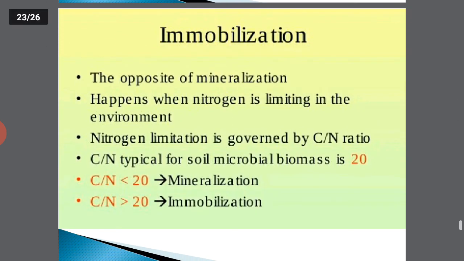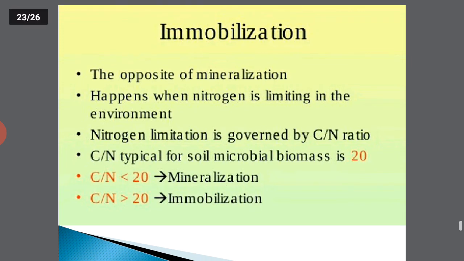Immobilization, the opposite of mineralization, happens when nitrogen is limiting in the environment. Nitrogen limitation is governed by the C by N ratio. What is this? Carbon to nitrogen ratio. The C by N ratio typical for soil microbial biomass is 20. If the C by N ratio is less than 20, then it is mineralization, and if it is more than 20, it is immobilization.